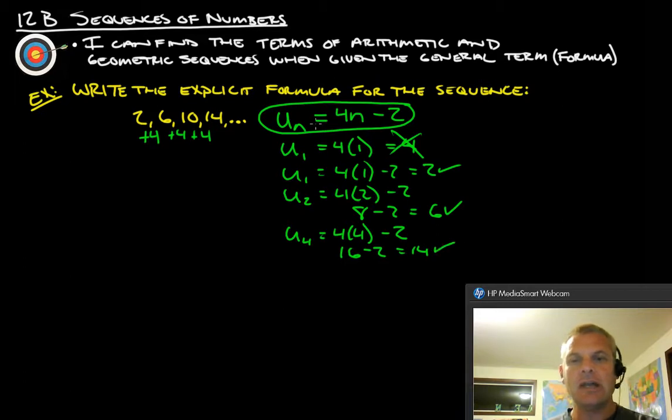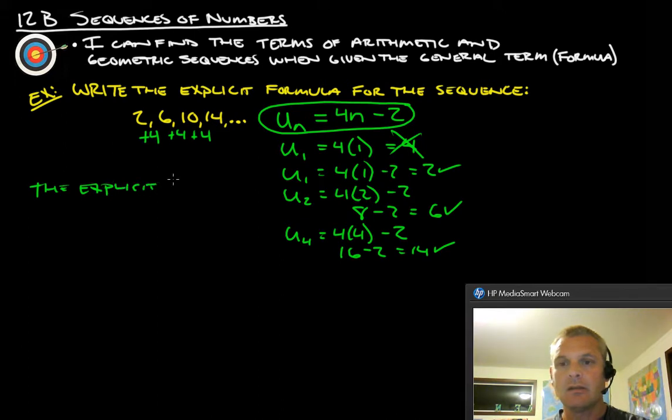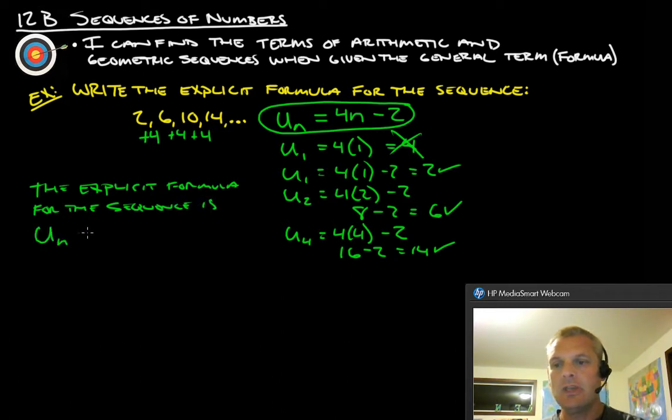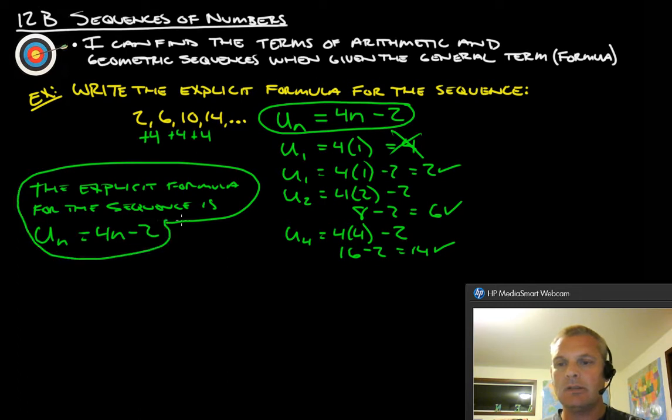So now we know that we have the explicit formula for this sequence. And again, it's u sub n equals 4n minus 2. So maybe write the explicit formula for the sequence is u sub n equals 4n minus 2. All right, and that whole thing there is going to be our answer.